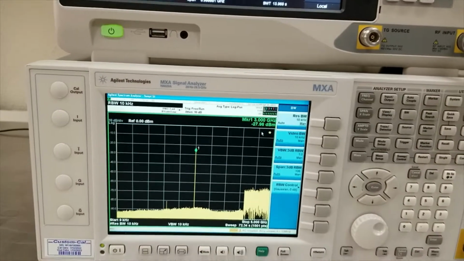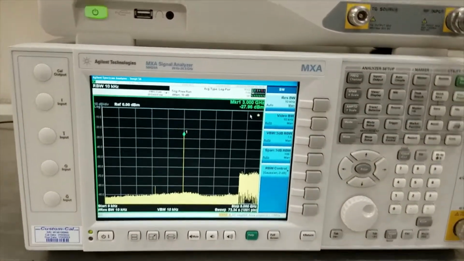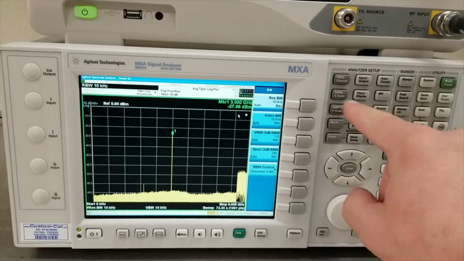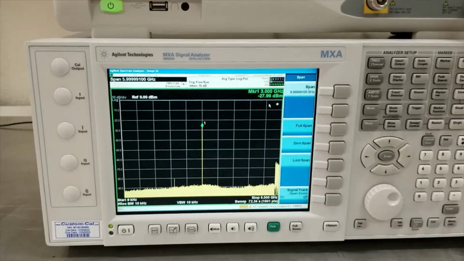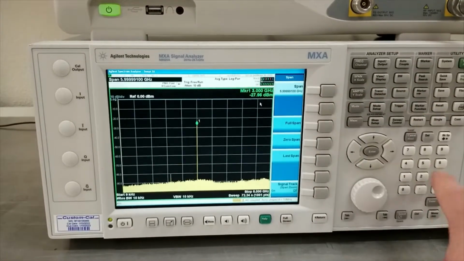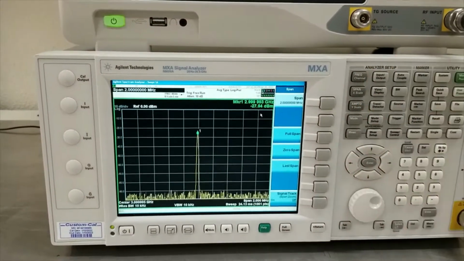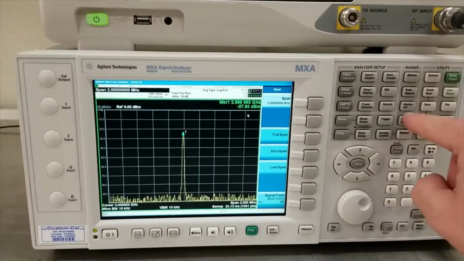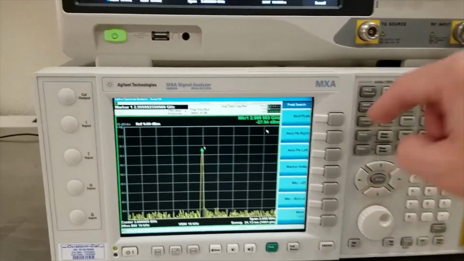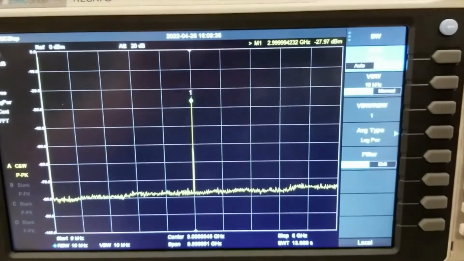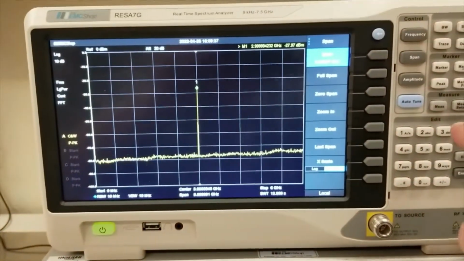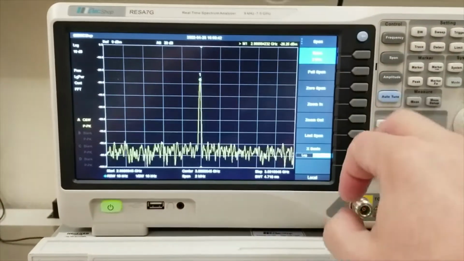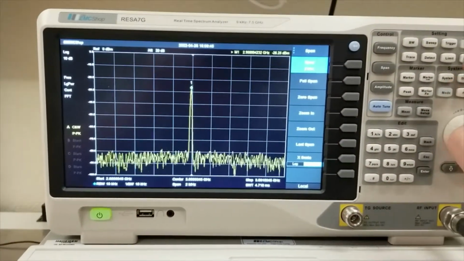Now the frequency on the N9020A is showing precisely 3 gigahertz. However, when we span out to a span of about 2 megahertz and we do a peak search, peak, and do the same up here with the RESA 7G, set it to 2 megahertz, and we will do a peak search.